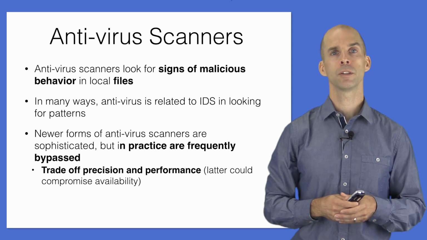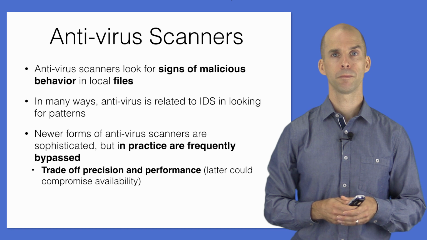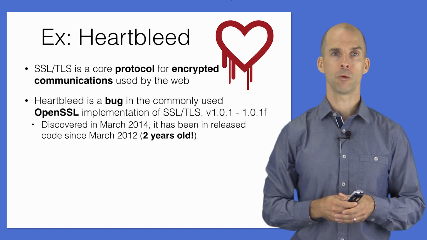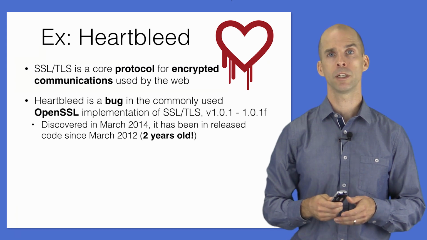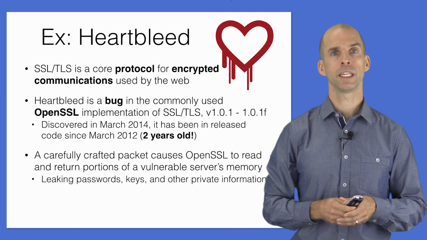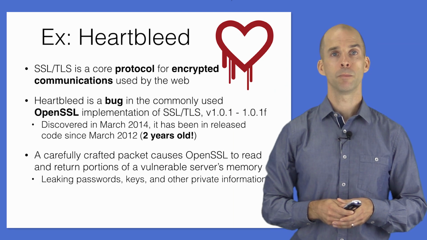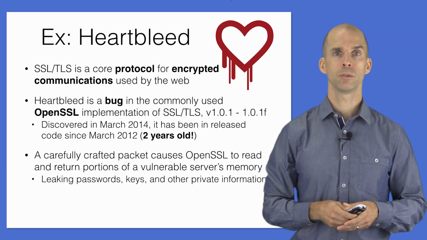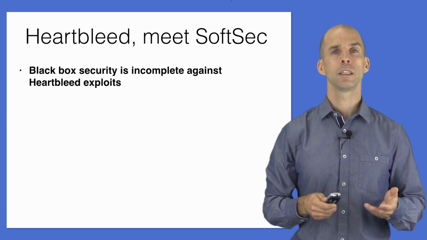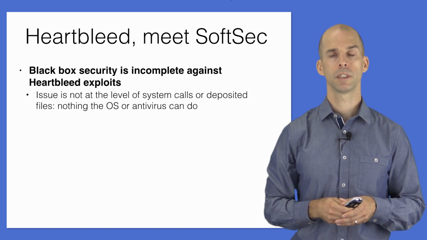Now we conclude our comparison of software security to black box security with an example, the Heartbleed bug. Heartbleed is the name given to a bug in version 1.0.1 of the OpenSSL implementation of the Transport Layer Security Protocol, or TLS. This bug can be exploited to get the buggy server running OpenSSL to return portions of its memory. The bug is an example of a buffer overflow, which we will consider in detail later in this course. Let's look at black box security mechanisms and how they fare against Heartbleed.